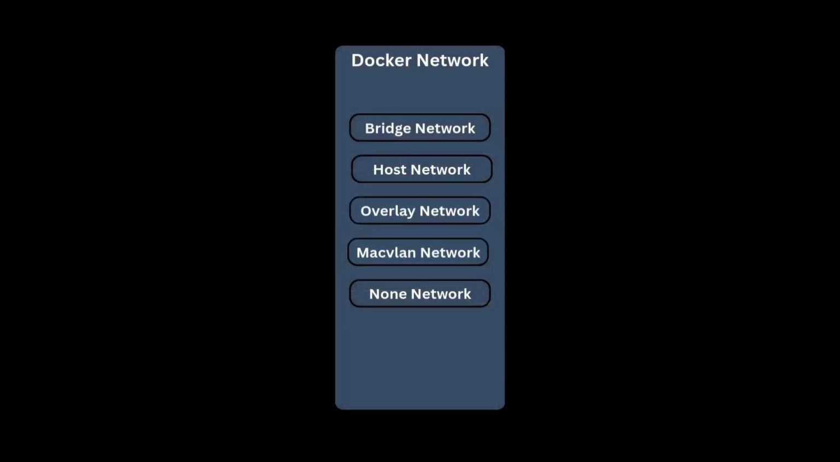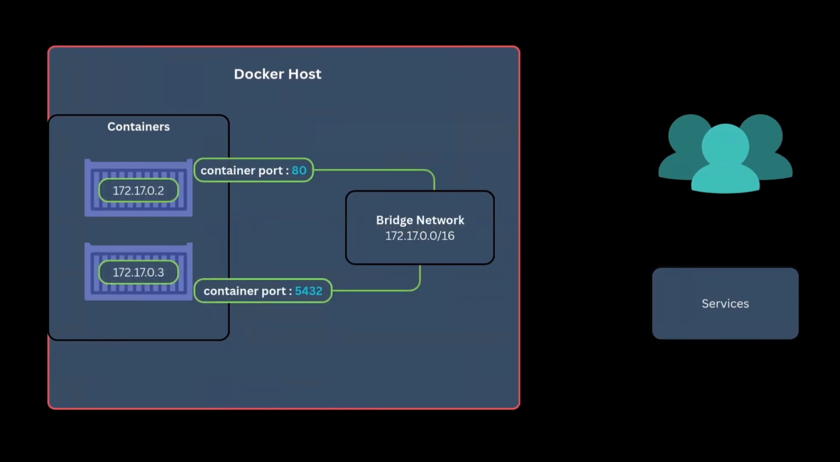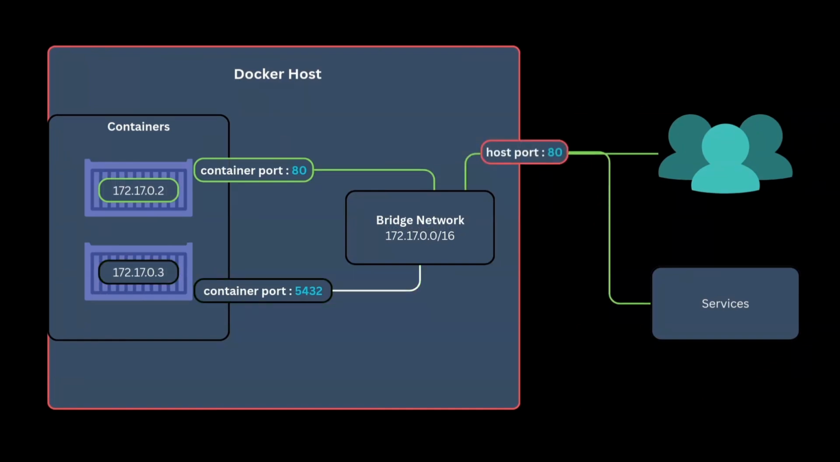Docker can have these networks. The bridge network is the default network driver used by Docker on a single host. Containers connected to the same bridge network can communicate with each other using their IP address or container's name. External access is provided through port mapping.